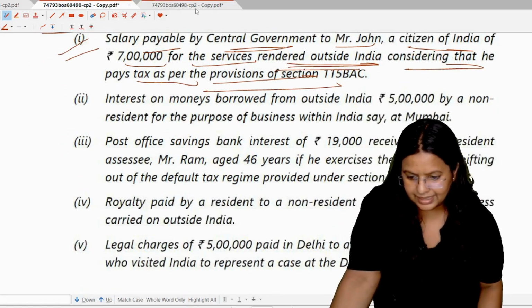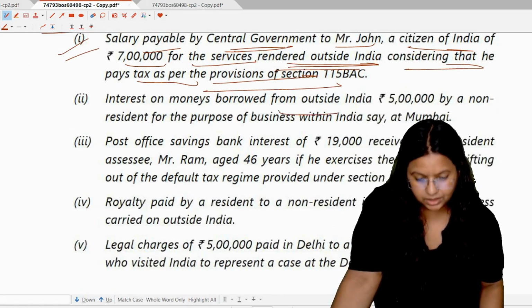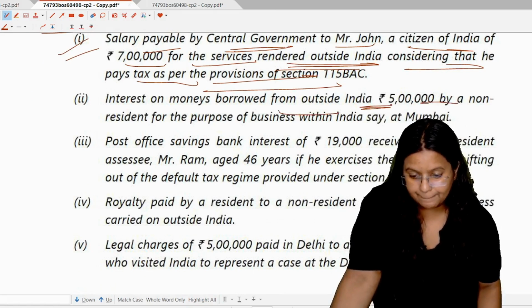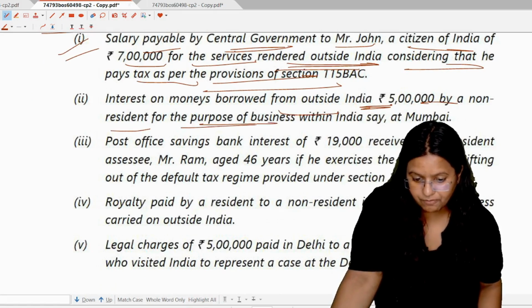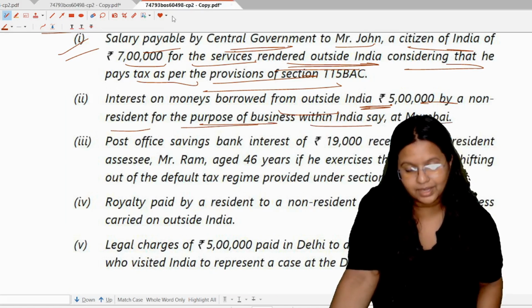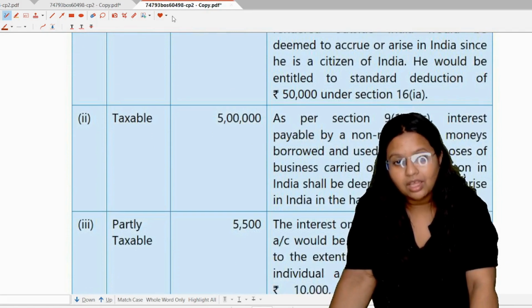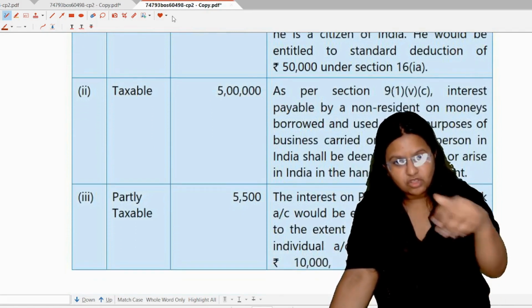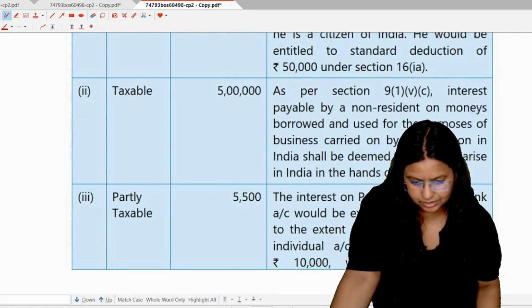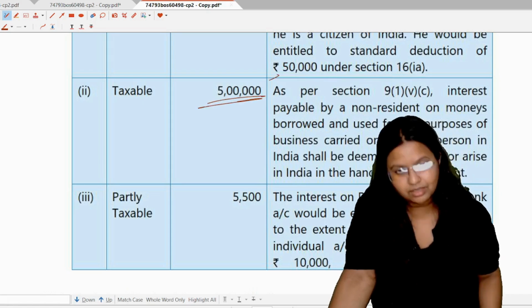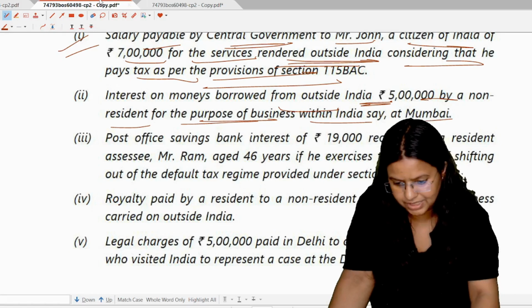Point number 2. Interest on money borrowed from outside India, rupees 5 lakh, by a non-resident for the purpose of business within India, say at Mumbai. Now, students, he earned the interest from an NR who borrowed the money for the purpose of business in India. So yes, that will be deemed to accrue or arise in India. 5 lakh rupees will be taxable in the hands of the recipient.